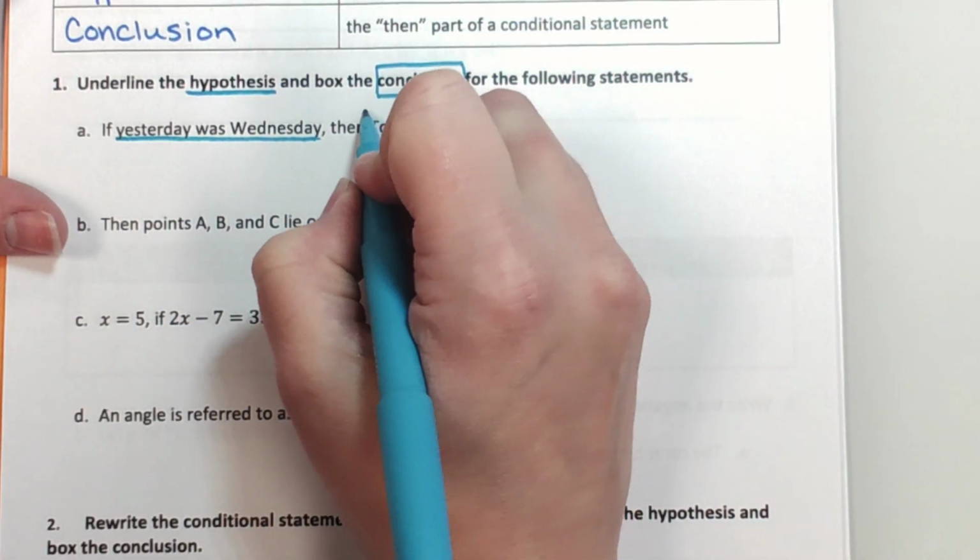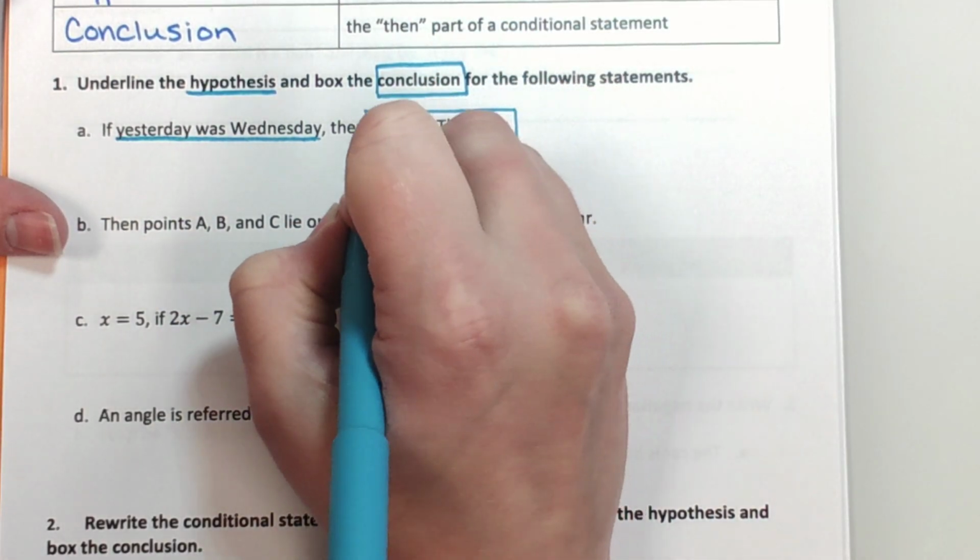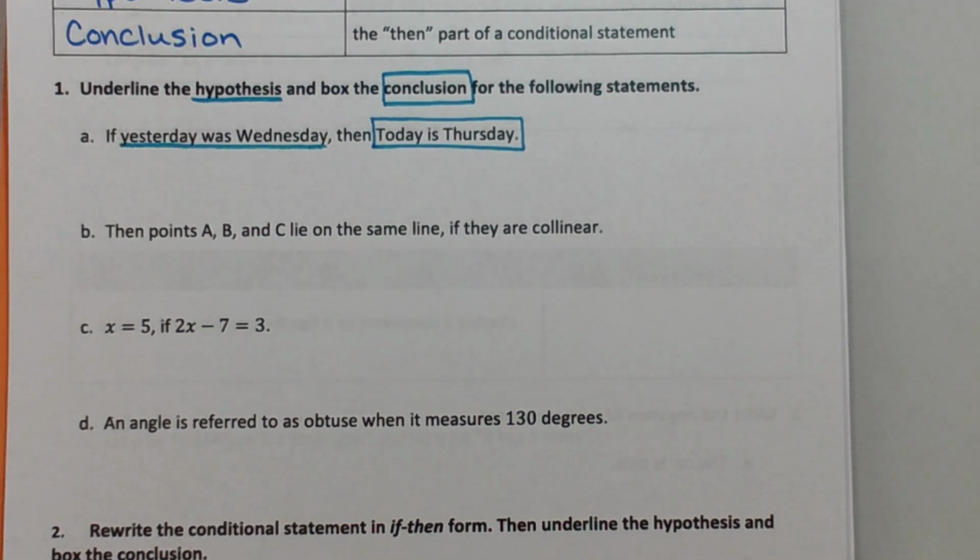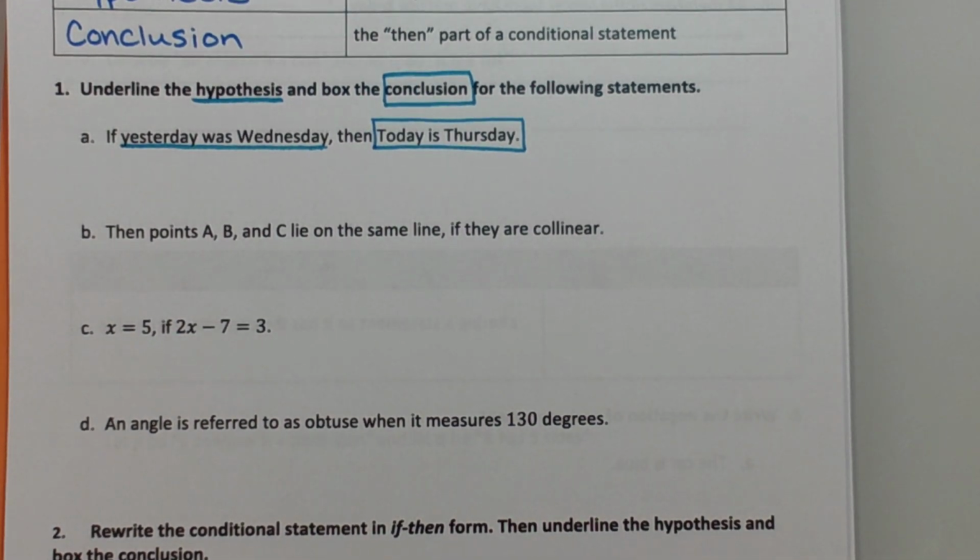Then, today is Thursday. The then is not a part of either of them. The stuff following the then is the conclusion. And that's if it's written in its true, pure form. Not all of them are going to be written in that form. And that's where we really tend to need a little bit more practice.